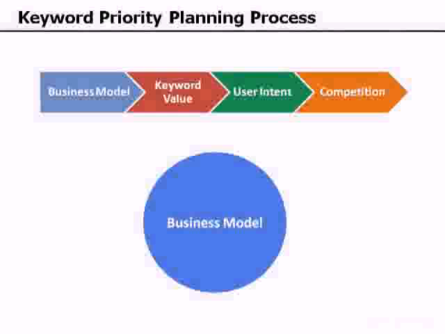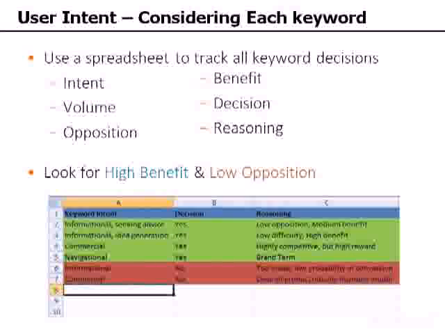So we can definitely see why understanding the business model is at the heart of the keyword priority planning process. We're looking at our keyword value and keyword benefit. Next, we're going to look at the user intent and how that applies to our business model, to the things that we're trying to sell. And we're going to be saving all of this information in a spreadsheet.